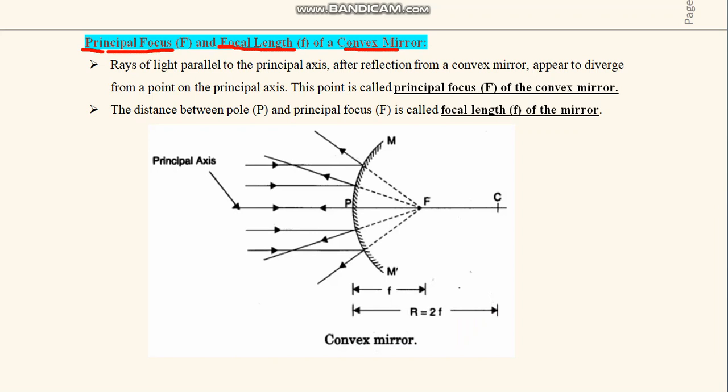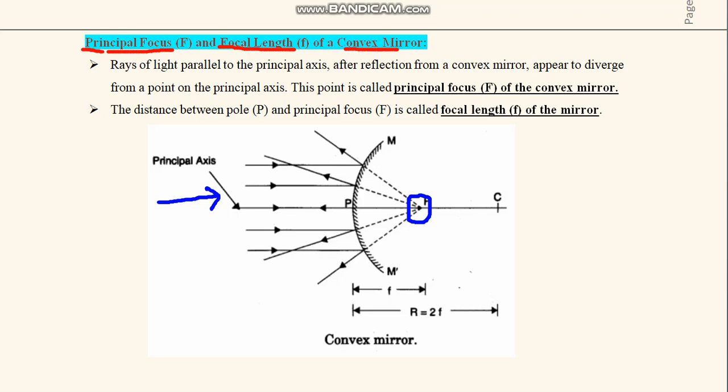Here in this diagram you are shown parallel rays of light, the rays of light parallel to the principal axis falling on a convex mirror, and after reflection these rays of light diverge, and they diverge such that they appear to diverge from a point on the principal axis, which is called the principal focus of a convex mirror.